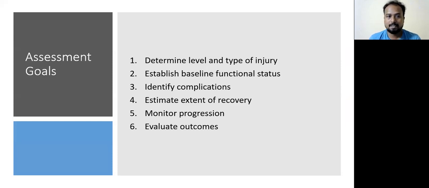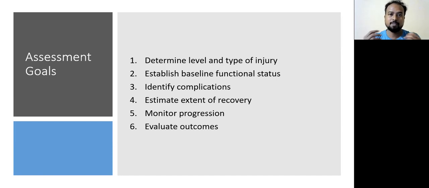Not in that format, but I would suggest that when we want to assess patients, rather than blindly following a given format, we should think about what my goals of assessment are. By assessing, what am I going to find out, and why do I need this information, right?